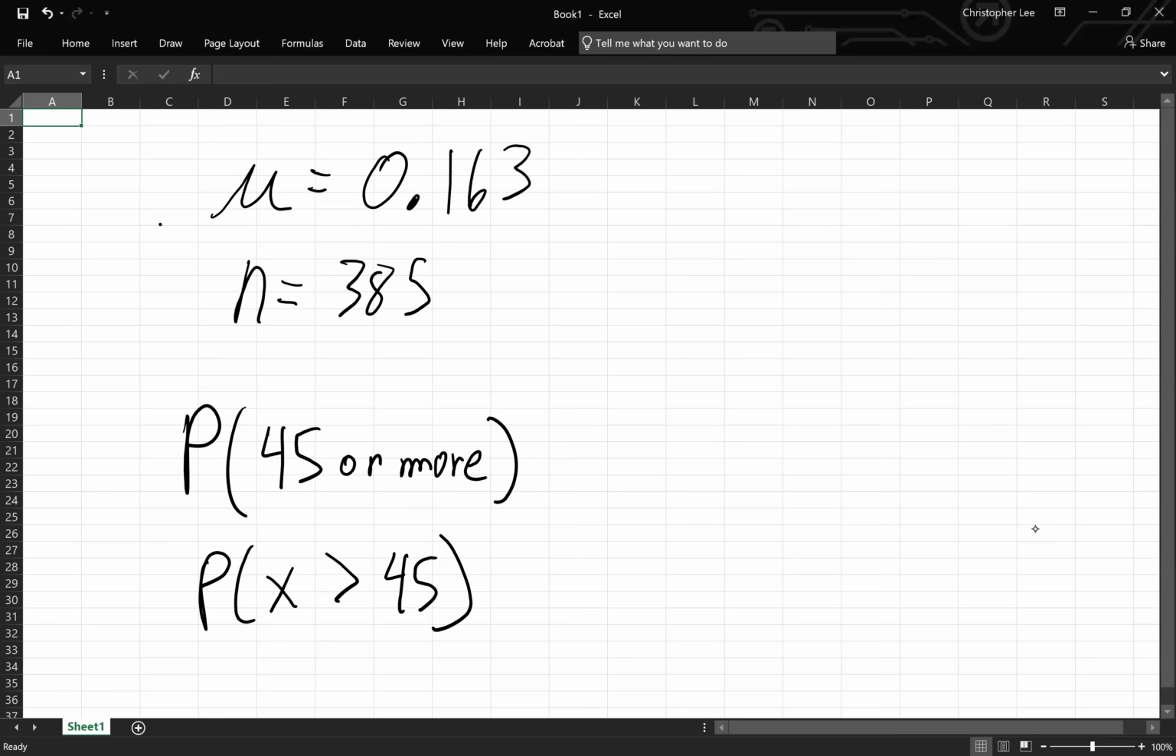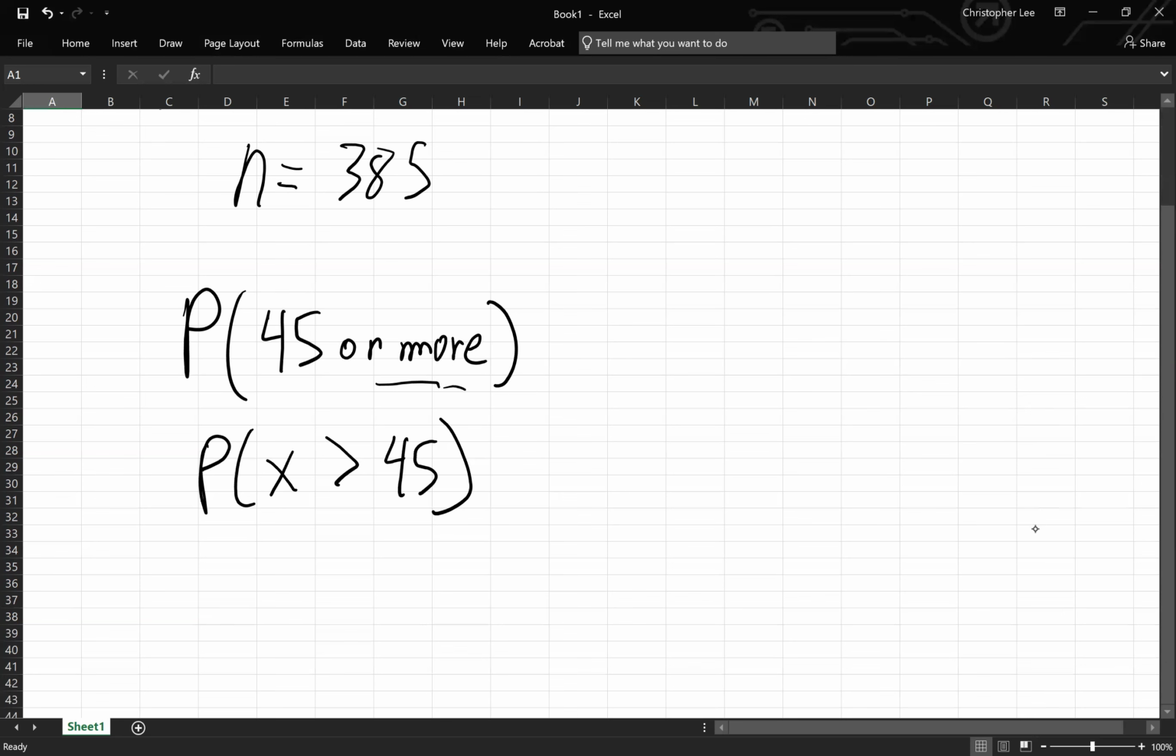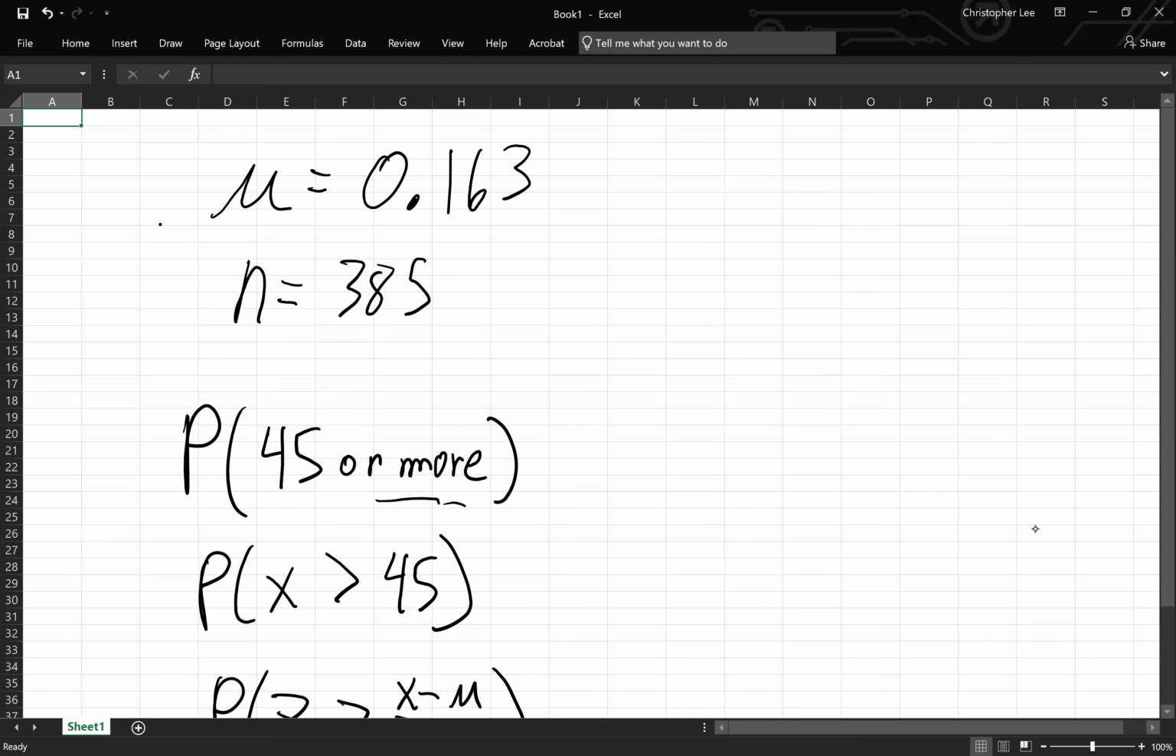All right. So now the or more. Yeah. So now, y'all know I don't know how to do this, right? So we got to change the X into a Z distribution, right? So this is going to become probability of Z greater than X minus mu over sigma, right? X minus mu over sigma. But here goes our issue that we have, right?